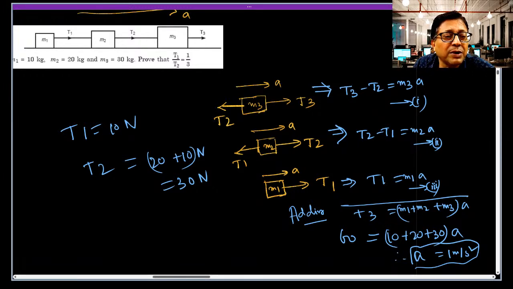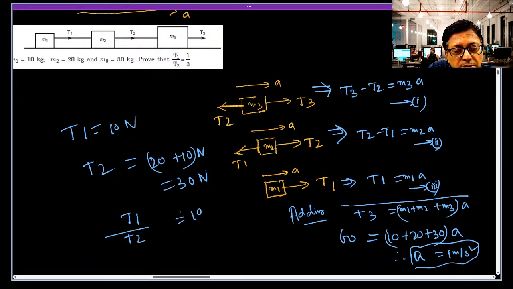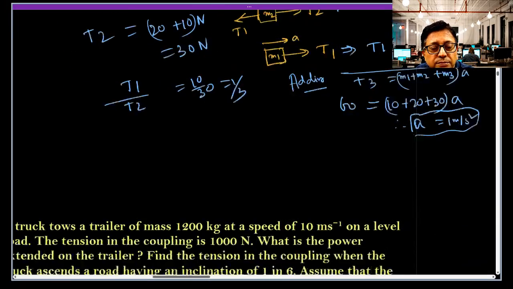They asked you to find T1 by T2. What is T1 by T2? 1 by 3. Clear? Go for the next one.